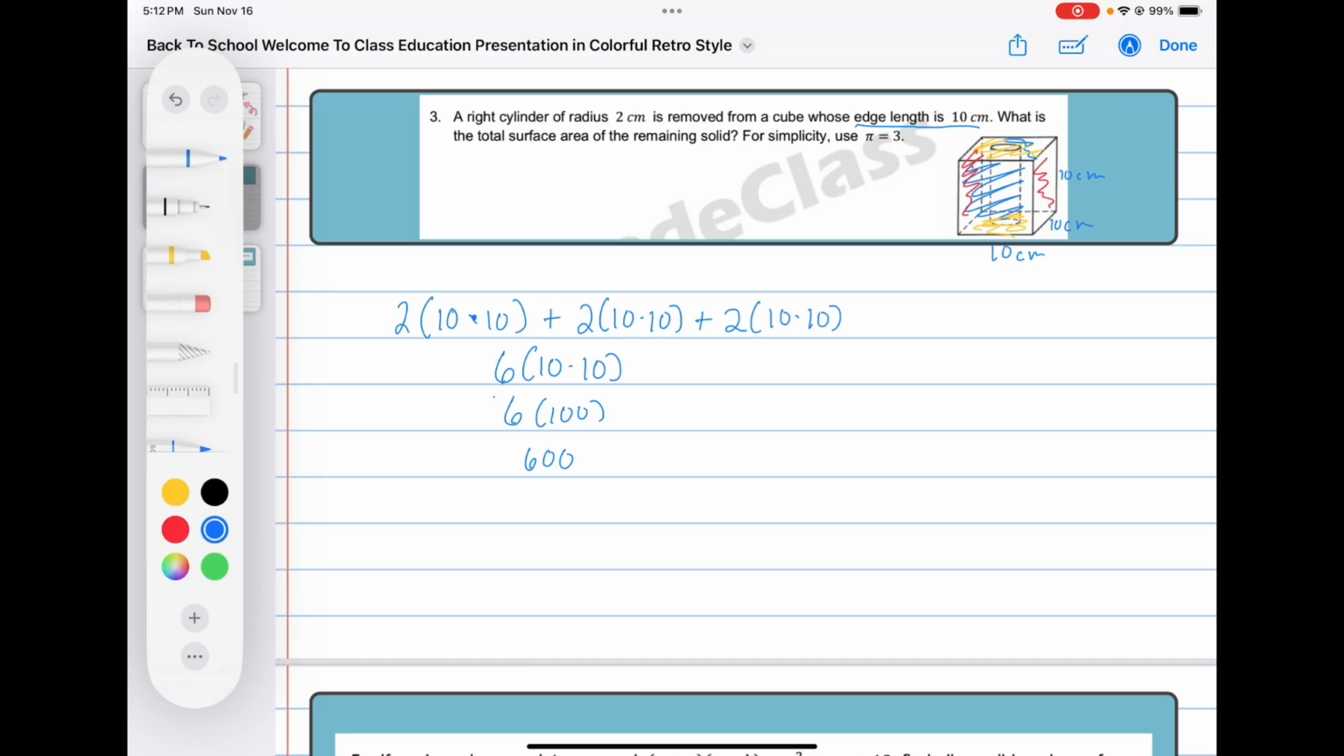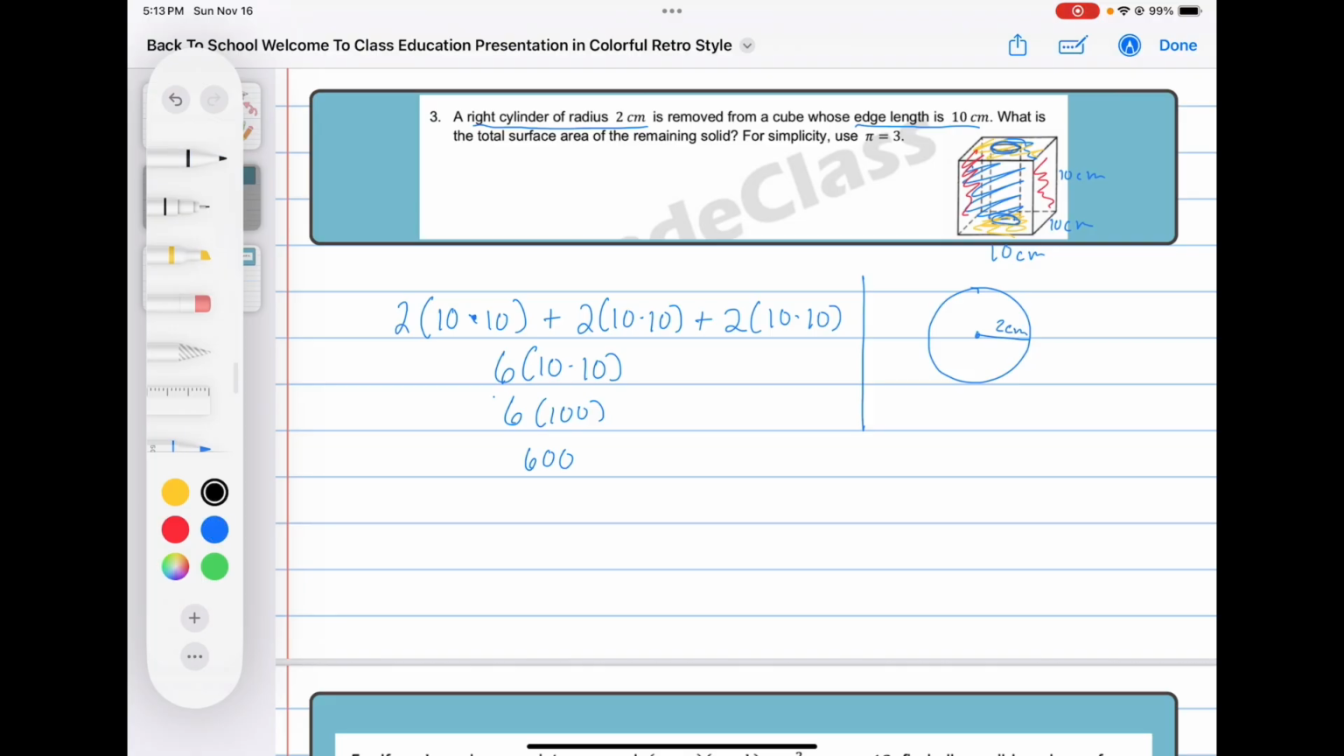But when we take a right cylinder out of the middle of that figure, we're going to have 1 place on the top and 1 place on the bottom of the cube that's no longer going to be part of the surface area. That part's coming out. So in order to figure out that actual area, we have to find the area of the circle at the top of the cylinder and also the bottom of the cylinder.